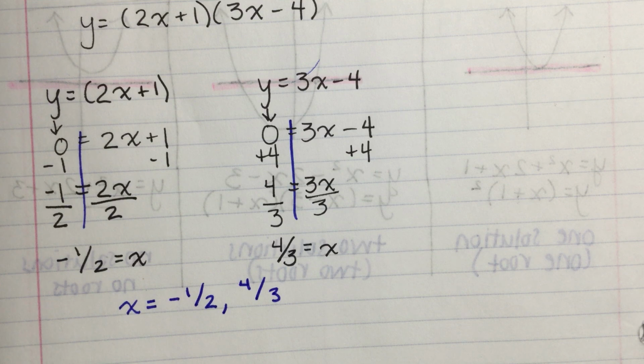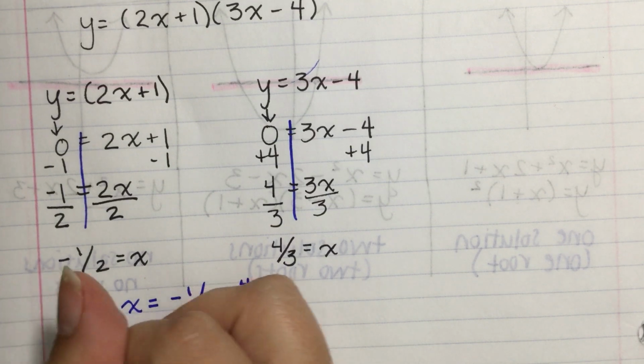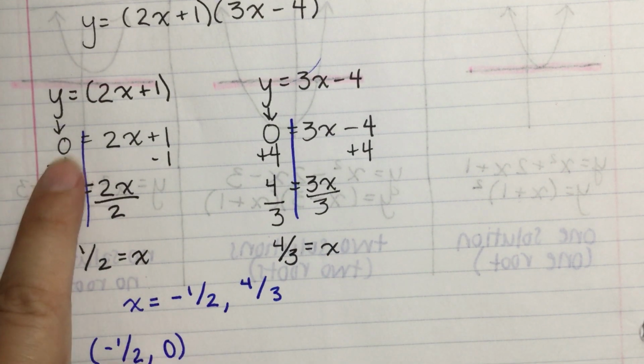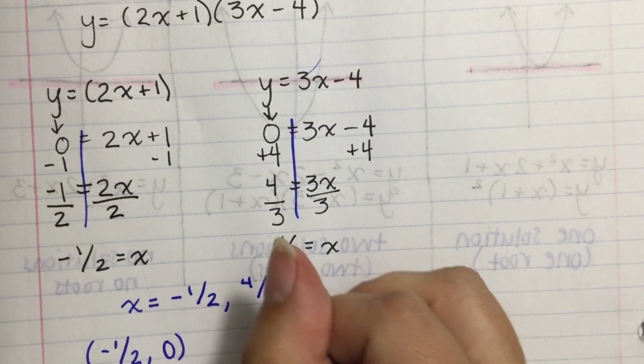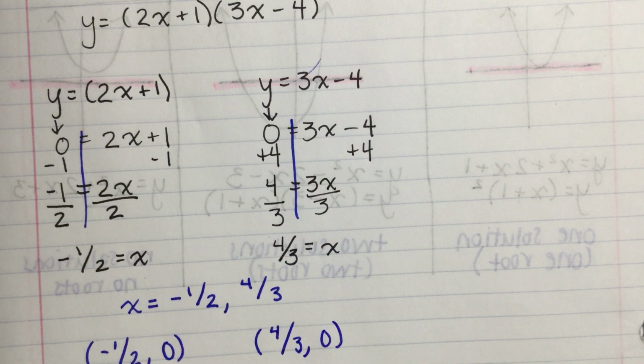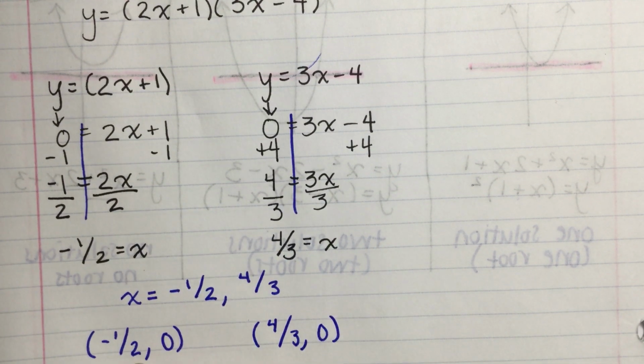Now, it's not the only way to write my answer. If we know that they are x-intercepts, we can also write them as points. Our x value is negative 1/2, and my y value is 0, because that's what I set my equation up to. And the other one would be 4/3, comma, 0. So you'll see it written both ways. I prefer to write it this way, but this is also correct.